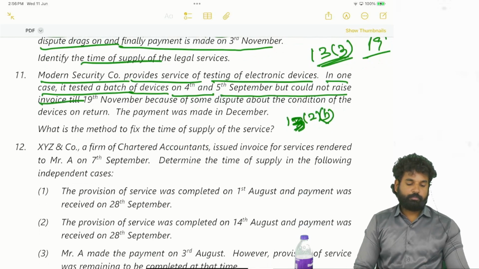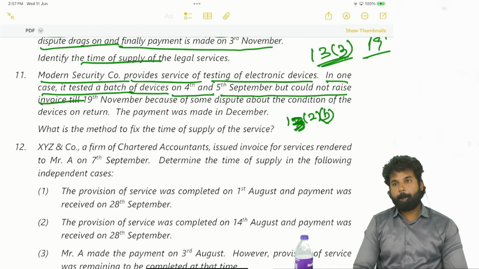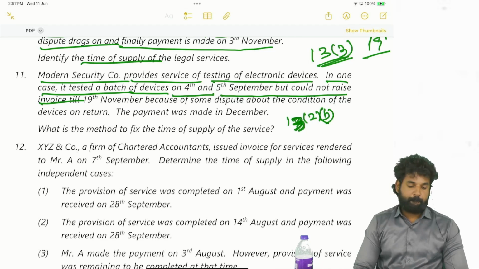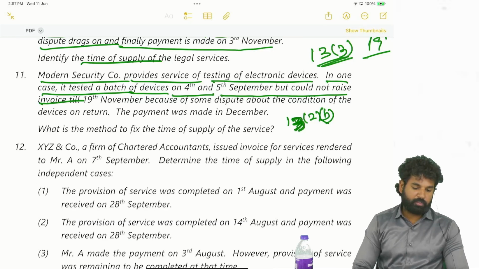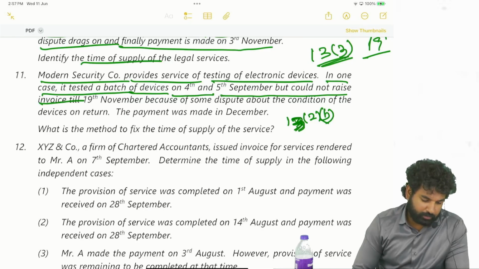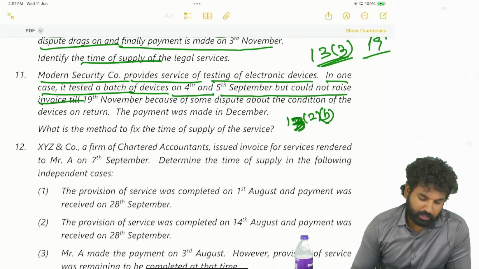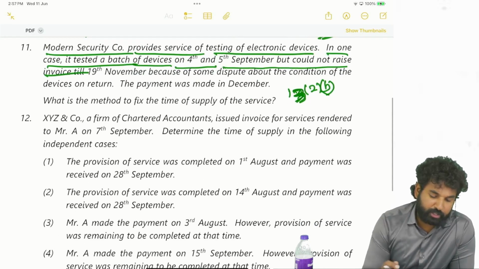Right. Next. 13(2) clause B. What is the provision? Provision of service or receipt of payment. Provision of service on 4th and 5th. Right.